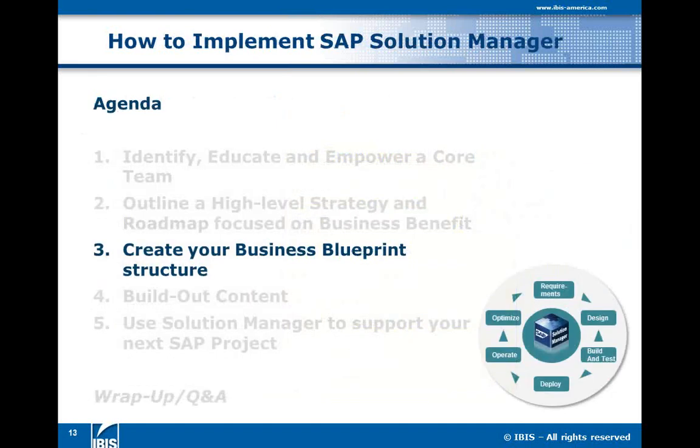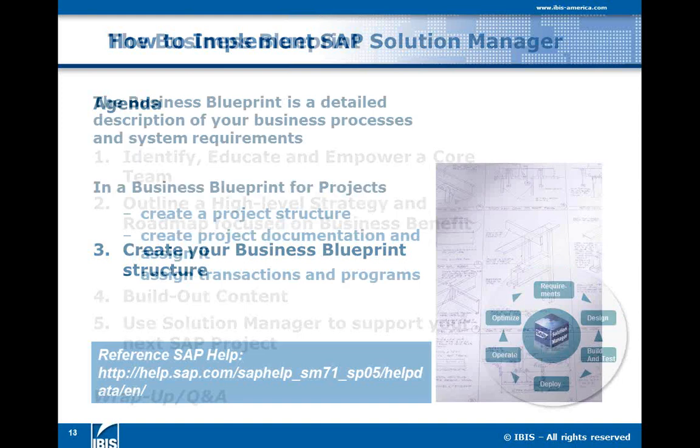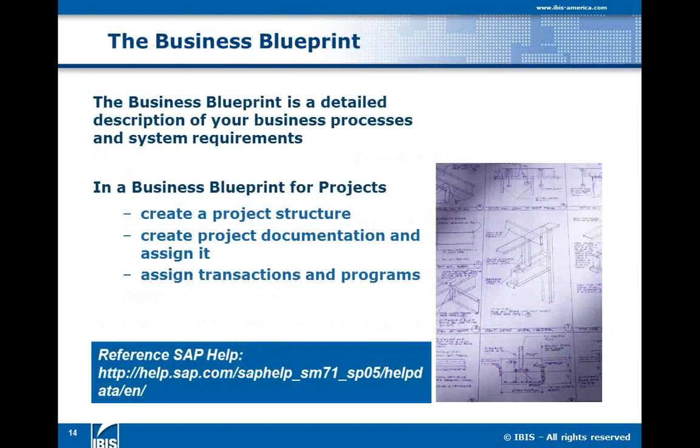So once you've made those decisions, the first thing you're going to need to do to start leveraging this platform is to build a business blueprint, and that's a process inventory, and we're going to talk about that. In the Solution Manager platform, the blueprint forms the basis for your projects. So it's the structure or the inventory of processes and then the documentation that goes with those processes. And that documentation includes the transactions and programs that are used to support you with those processes, with the functionality.